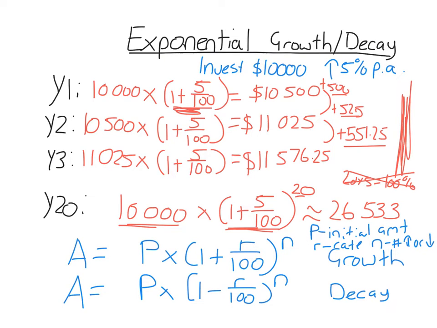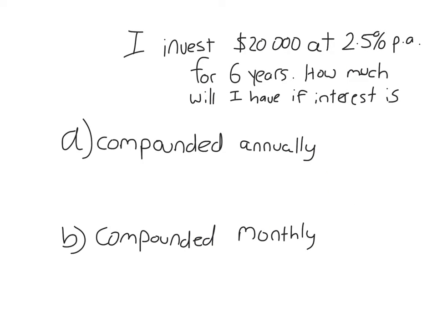Let's go and do a couple of quick examples. So here we'll do another example of compound interest. I invest $20,000, 2.5% per annum or per year, and I'm doing it for 6 years. And we're going to find out how much I will have in my account if the interest is compounded annually, and then if it's compounded monthly. Note compounded means how many times they recalculate the interest and add the percentage on. So they could do that daily, monthly, yearly, whatever. So let's just look at compounded annually.